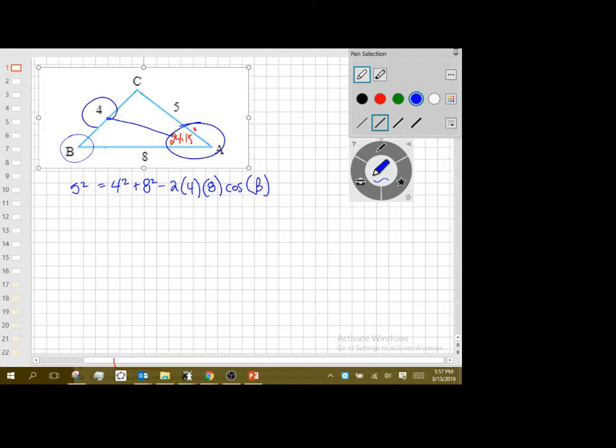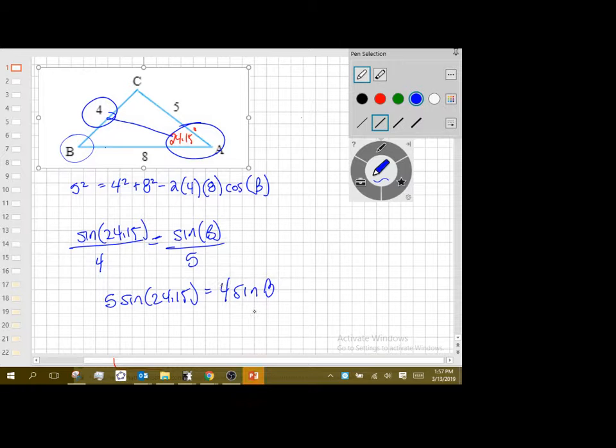I'm going to use the law of sines. Don't those two things pair up? Yep. So I'll say sine of 24.15 over 4 is equal to sine of B over 5. Cross multiply. 5 sine of 24.15 is equal to 4 sine of B, right? Next step is to divide by 4. Next step will be to take the sine inverse, right? That's going to give me my B out.